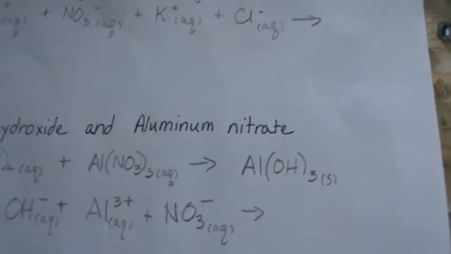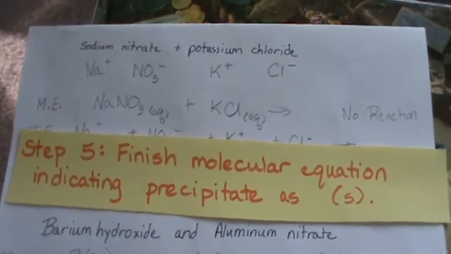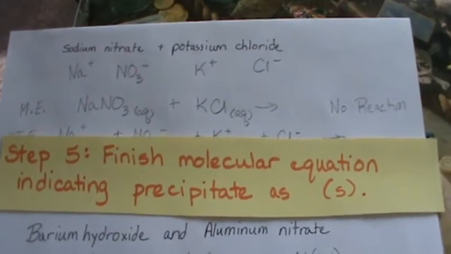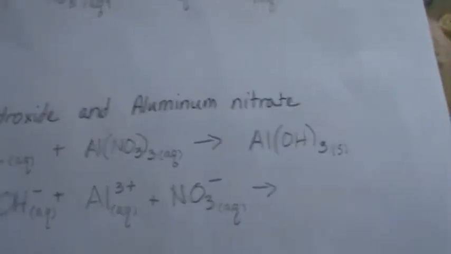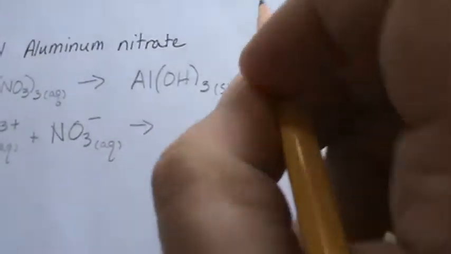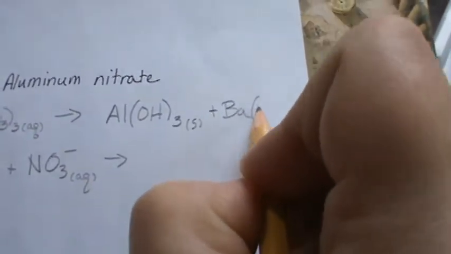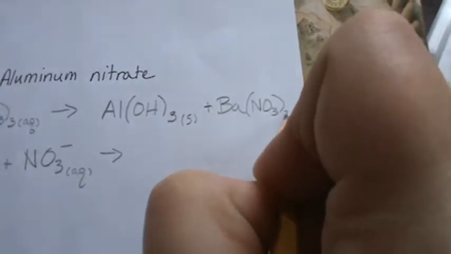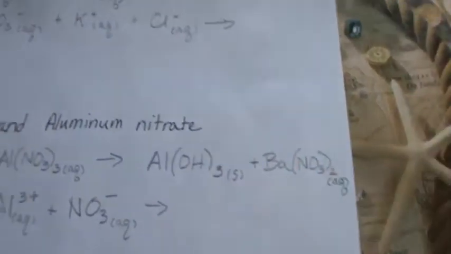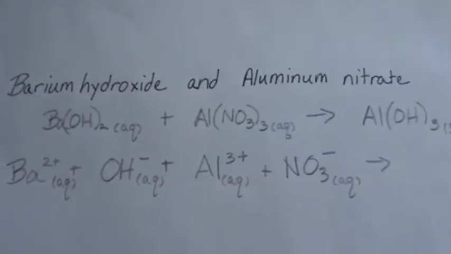So now what I'm doing in here is step 5, to finish the molecular equation indicating our precipitate as solid. And now to finish this, we take our barium and our nitrate and we include that here, Ba(NO3)2, and that will be aqueous. And there I finished my molecular equation.